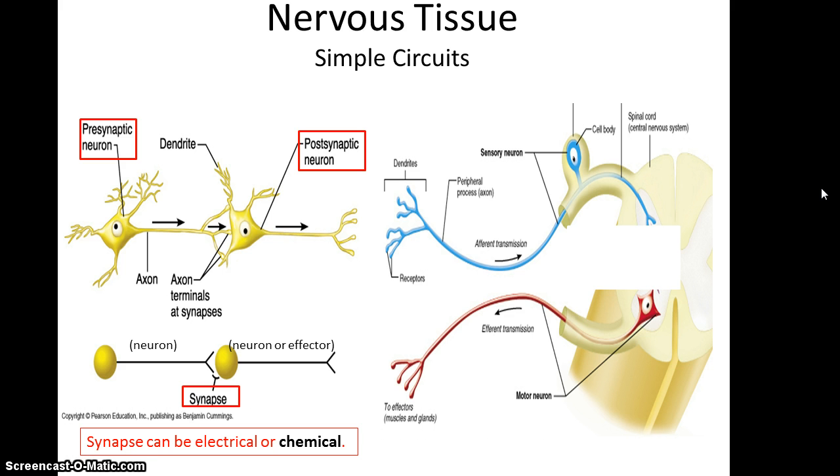And it's worth pointing out that the synapse can be an electrical synapse or a chemical synapse. Now usually it's chemical, which means that the axon terminals are releasing neurotransmitters. But occasionally there are places where the axon is actually touching the postsynaptic neuron directly and thereby just passing the neural impulse along electrically.